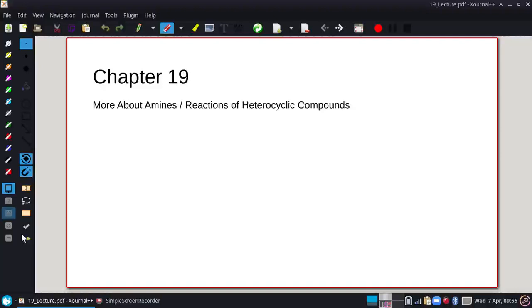Okay, folks, we're looking at Chapter 19, which is just going to update some of the stuff that we've been covering about amines in general, and more importantly, adding some reactions to our heterocyclic aromatic compounds. So we're just going to see how that modifies some of the stuff. But a lot of this chapter is review of previous ideas, so a lot of our reactions are.